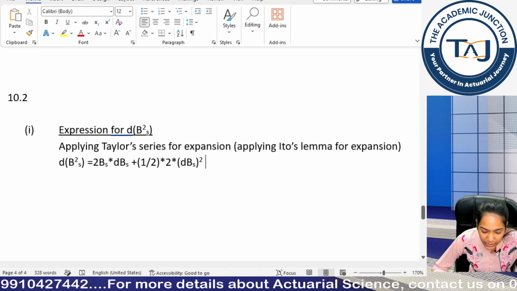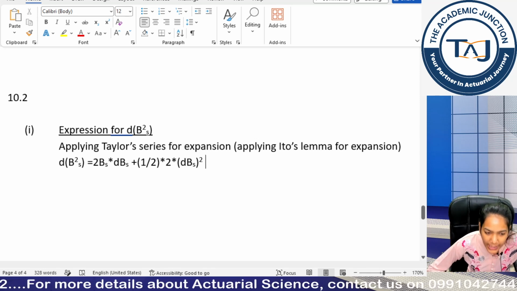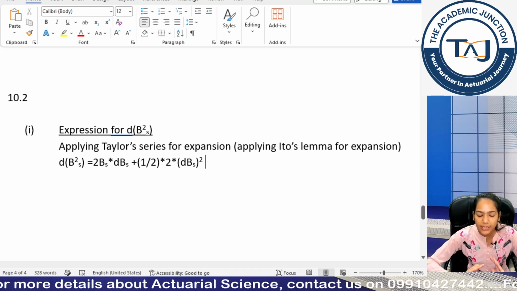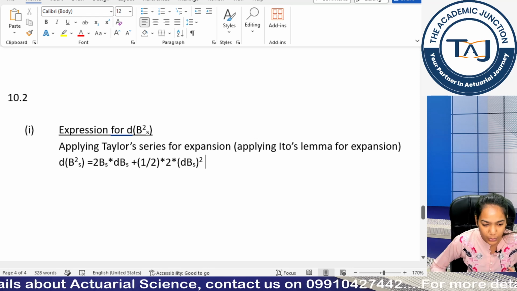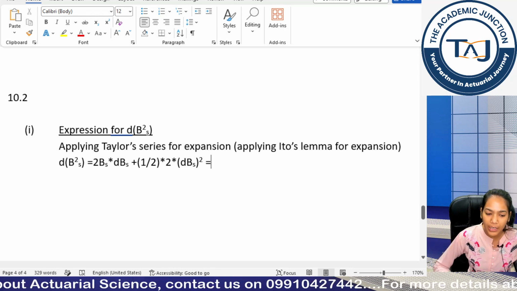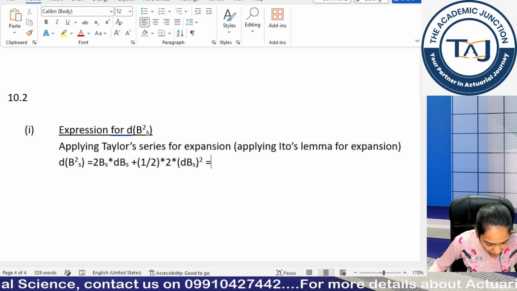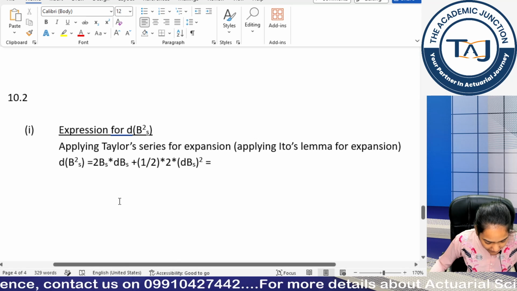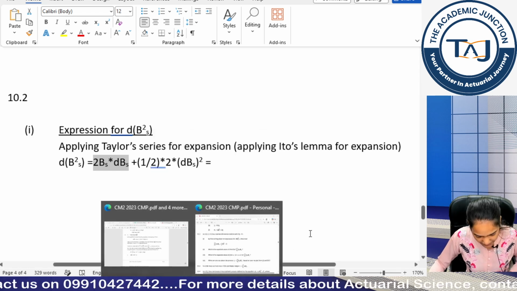Okay, please note that dBS square without a bracket means a different thing, and dBS with a whole bracket square means a different thing. So make sure you are using two different notations for two different things. Okay, and not mixing up the things. Okay, so then we can simply copy paste the whole thing. This whole thing is copy pasted.